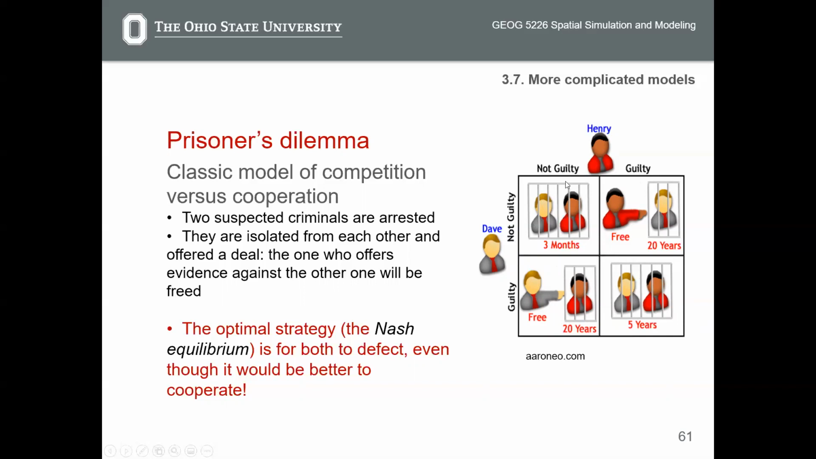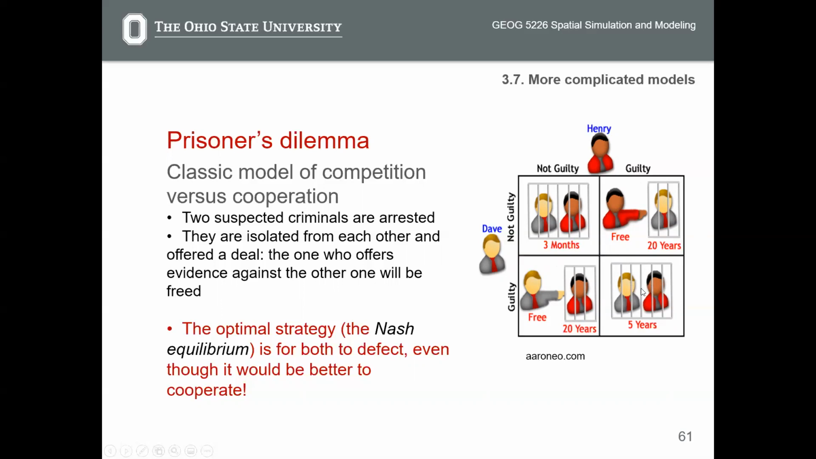But this is very unlikely to happen because no matter who it is, Henry, Dave, John, or Sam, they're trying to get away from it. They will just accuse the other person. So 5 years for each person is the most likely scenario.